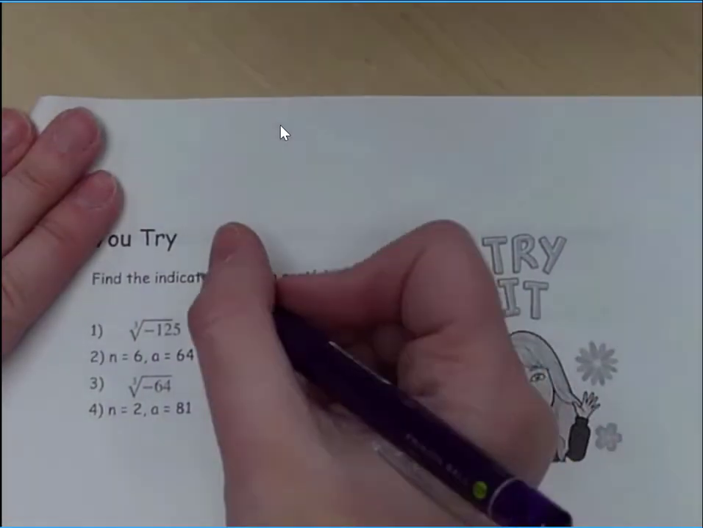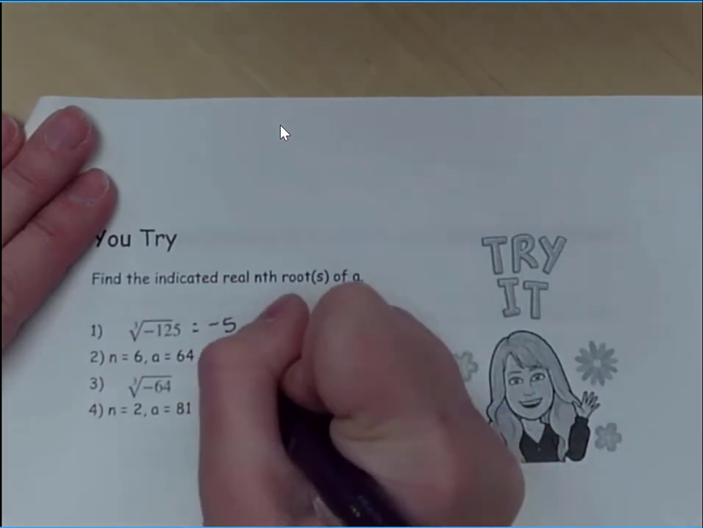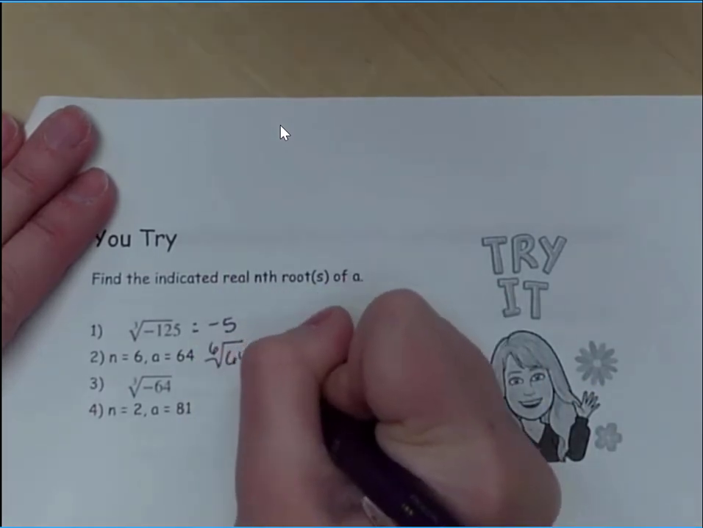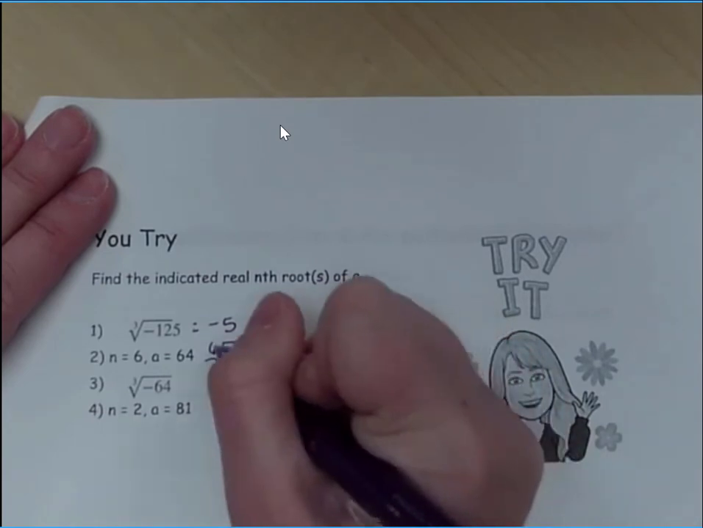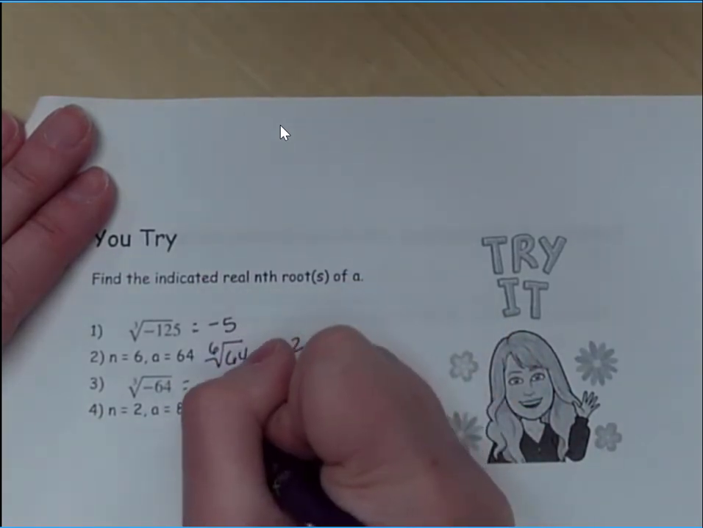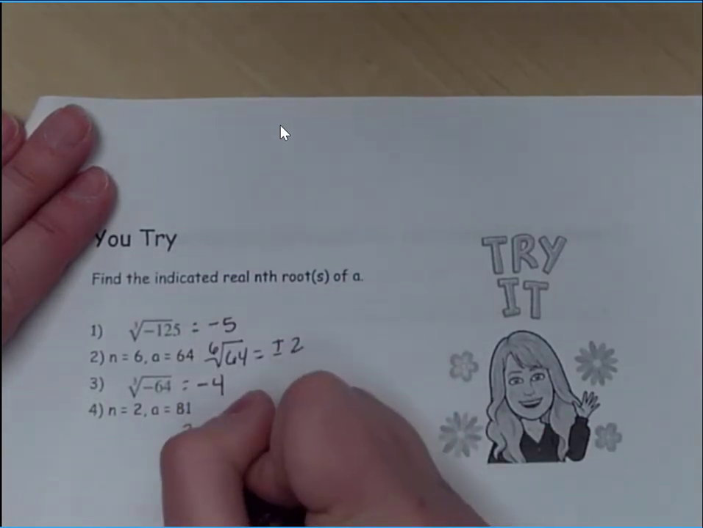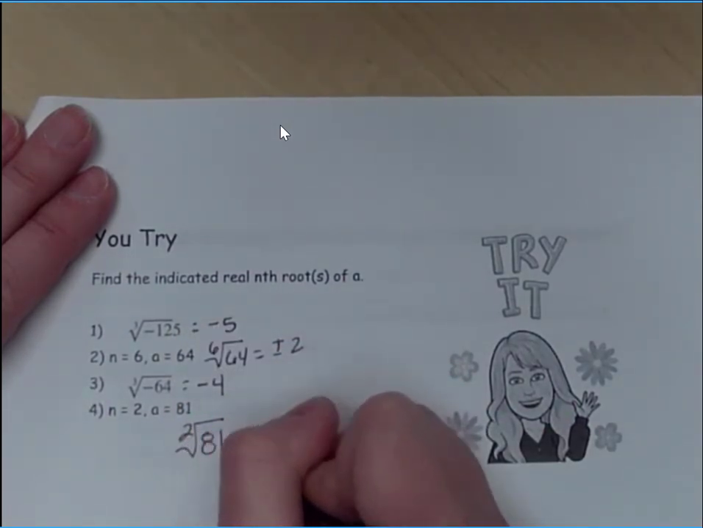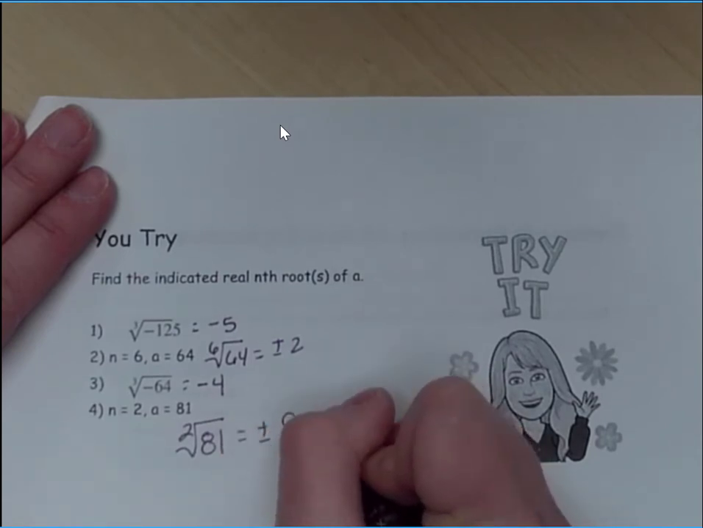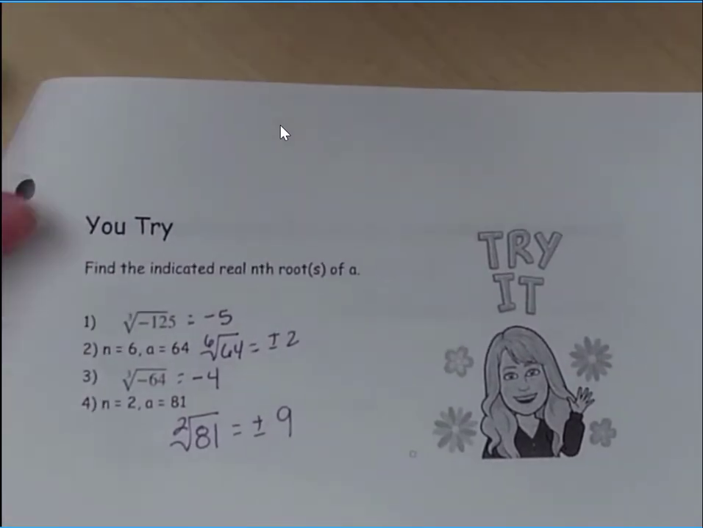All right, the cubed root of negative 125 is negative 5. The sixth root of 64 is plus or minus 2, since it's an even root. The cubed root of negative 64, well, that's negative 4. And then right here, we have the square root of 81, which is plus or minus 9.